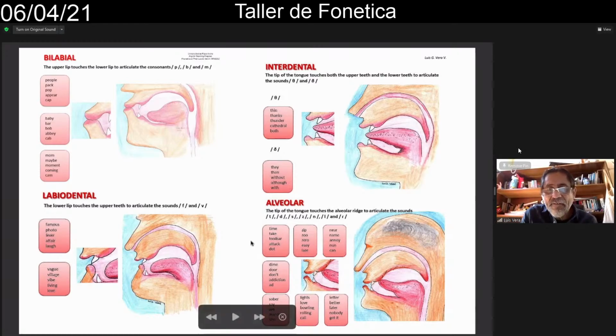¿Ya? Ya, ahí vamos a ver si podemos repetir. Cada uno repite como pueda. Vamos a empezar. 1, 2 y 3. Todo lo que es alveolar. Punta de la lengua con el alveolar ridge. 1, 2, 3. Time.